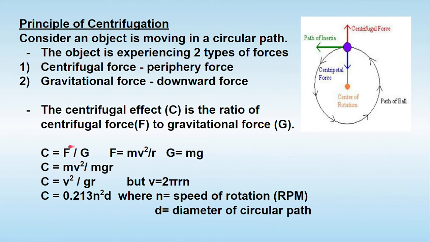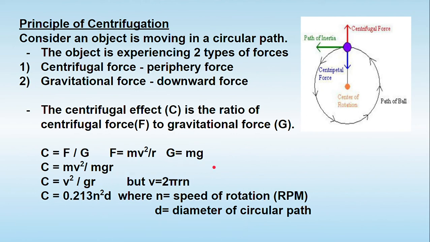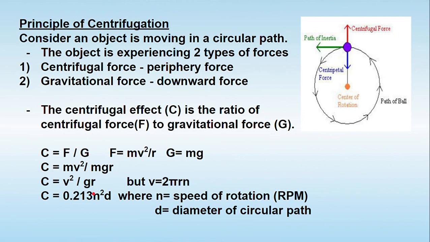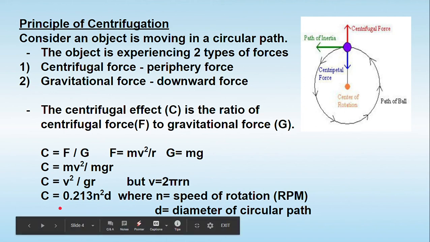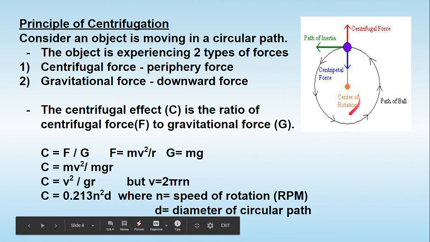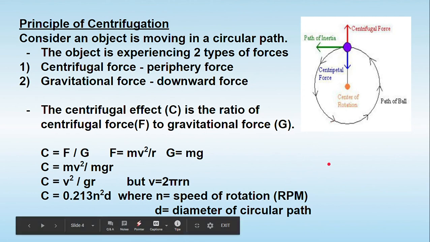If we substitute these values into the equation, we cancel out m and finally get C is equal to v squared upon g r. As we know, when the object is rotating on a circular path, the velocity is given by the equation 2 pi r n. If we substitute this value and simplify the equation, giving the value of g as the gravitational acceleration, the final equation is C is equal to 2.013 n squared d, where n represents the speed of rotation, that is, revolutions per minute. If this is a fixed circular path, how many rotations take place per minute is the small n, and d represents the diameter of the circular path.